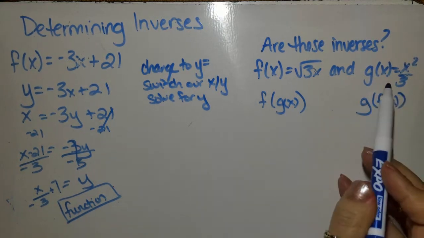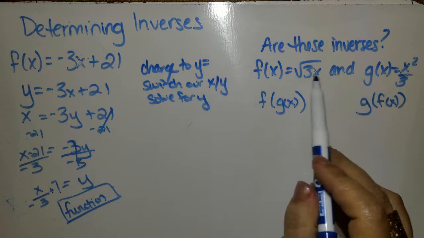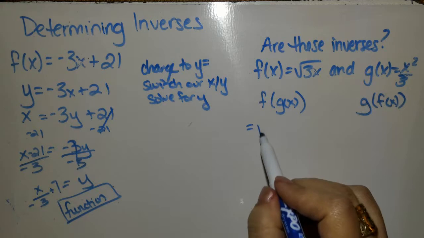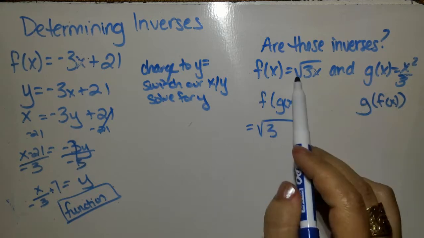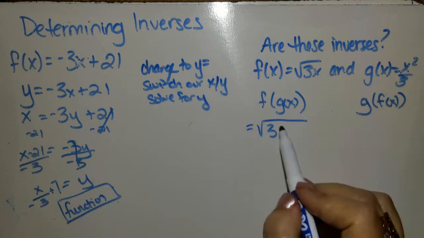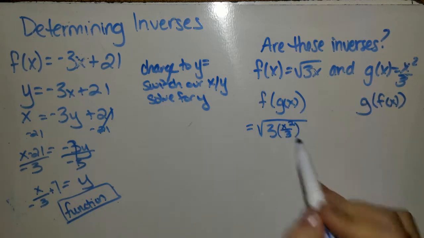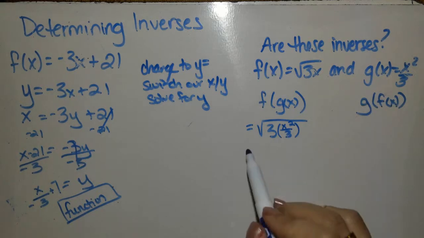So here I'm going to pick up g of x and go put it into the x of f of x. Okay, so we have the square root 3, and instead of my x, I'm going to put x squared over 3. Okay, we're multiplying that.